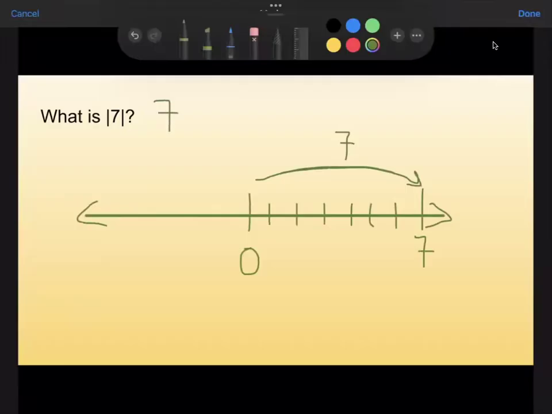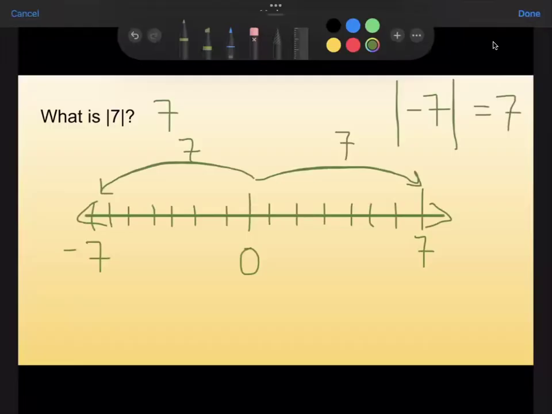Now let's take a look at the absolute value of -7. So let's say the question was the absolute value of -7. So that would be 1, 2, 3, 4, 5, 6, 7 units away from 0 again, but on the opposite side. So that is still 7 units away, which means the distance between 0 and the number they're asking about is still 7. So this is also equal to 7.